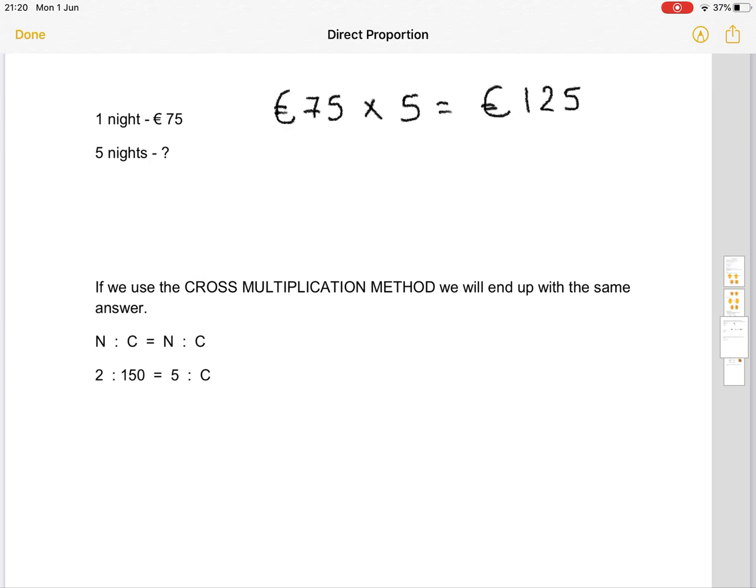So it is equal to 5 is to, I don't know how much it will cost up till now, so I will label the cost as C. So 2 is to 150 is equal to 5 is to C, alright? I started with n, the number of nights, 2. In the second ratio, I have to start with n as well, with 5, alright? So 2 is to 150 is equal to 5 is to C, because I don't know the value of the total cost of 5 nights, alright?